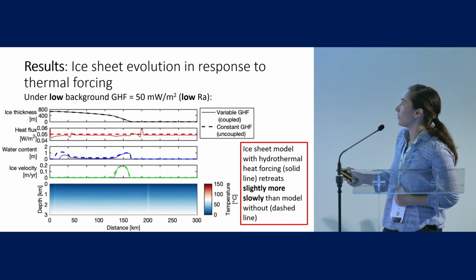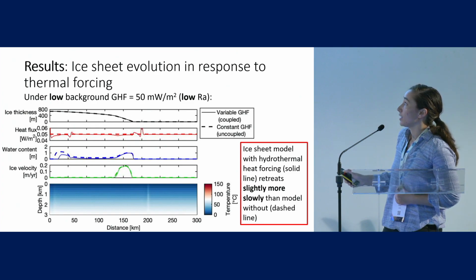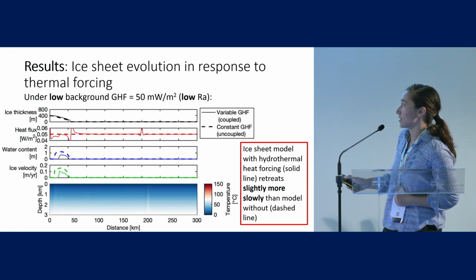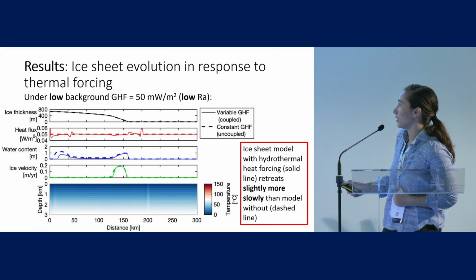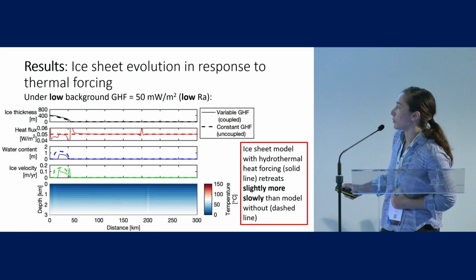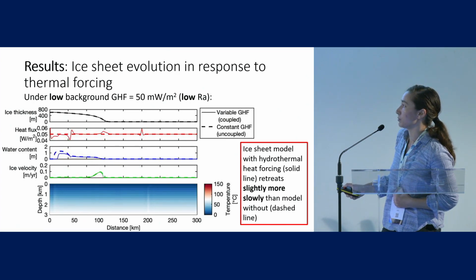So this is what the low heat flow model looks like. Again, we have ice thickness along the top, heat flux at the surface of the groundwater model, water content in the till, and ice velocity on the bottom. And here is the temperature evolution. This is a slightly different model because the length scale is 10 times larger than previously, so there's a lot of vertical exaggeration, which is why this might look different.